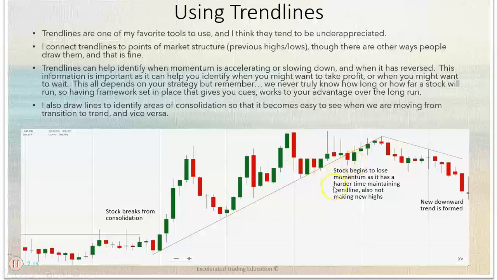So here, the stock begins to lose momentum as it has a harder time maintaining the trend line, and it's also not making new highs, right? So we know that if the stock's not making new highs, that's a sign of weakness. Now we just have another visual representation of what's happening here. As it starts to dip into it and dip deeper, this essentially is a consolidation. I could have just as easily drawn a consolidation here as this transition broke down, but you get the point, right? Drawing this lets you know, hey, red flag, no new high, moving lower.